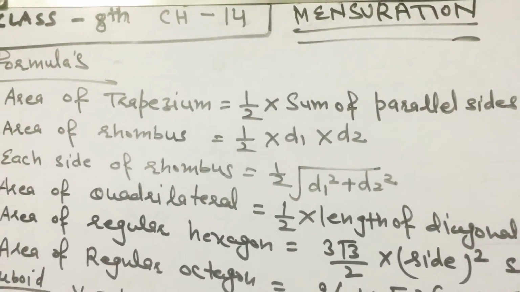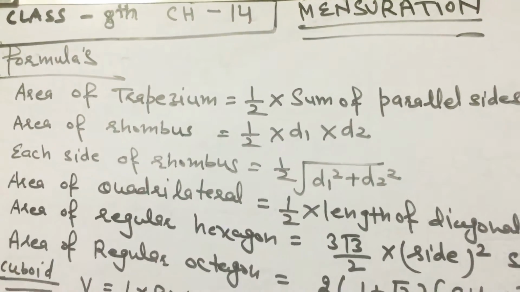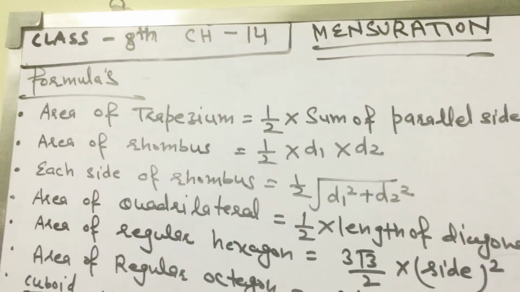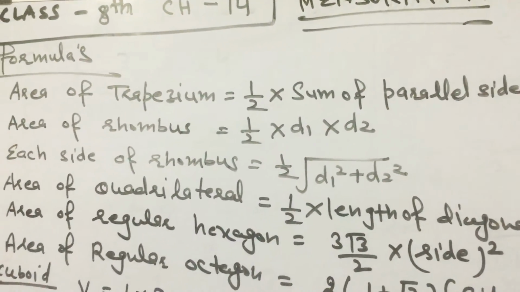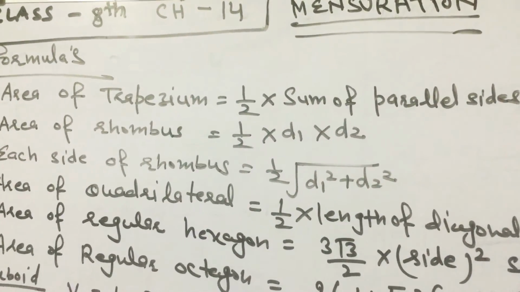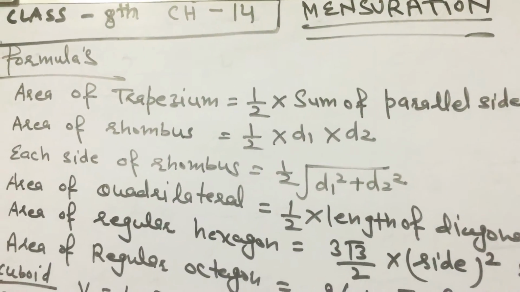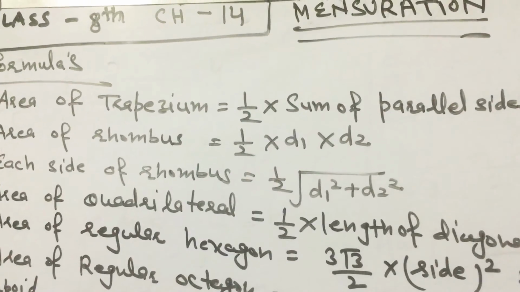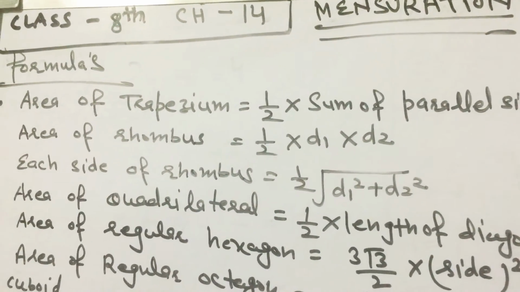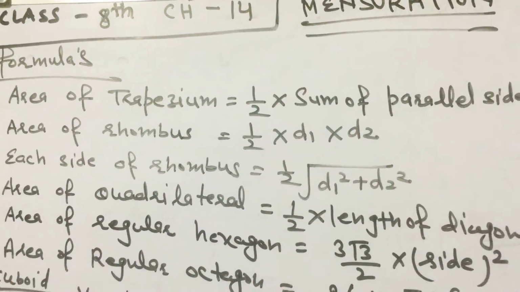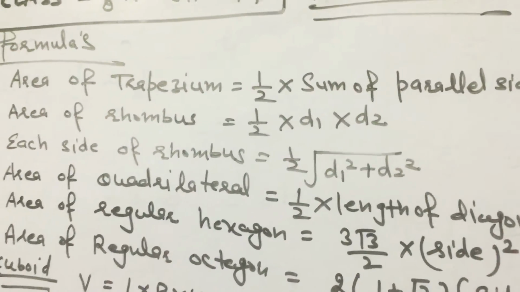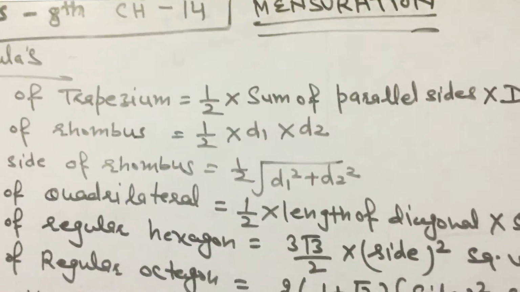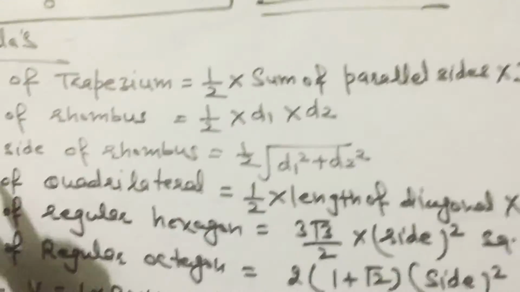Today we are going to start chapter 14, mensuration. In Chapter 9 we have done the 9.1 and 9.2 exercises. The remaining exercise we will do later. So today we will start chapter 14, mensuration. Today I am going to explain the formulas. In the next class I will explain the exercise. You have to learn and write these formulas in your fair notebooks.